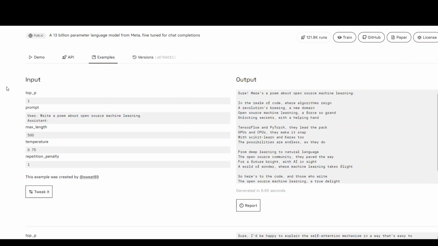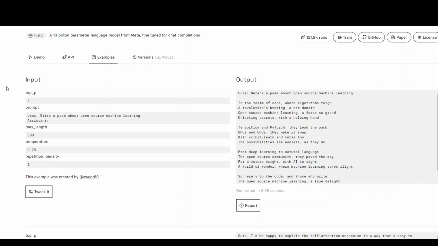Then we have max length. Max length is the maximum number of tokens to generate. And keep in mind that a word is generally 2 to 3 tokens. The default value is 500. Prompt is simply your text, and Llama 2 requires the prompt to be in this format, which is user and assistant.